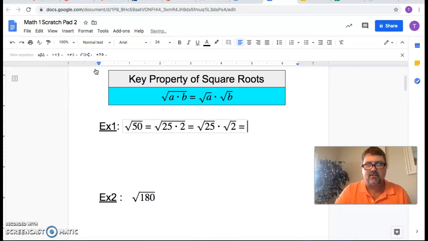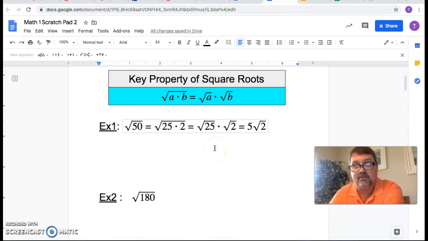Okay, so what happens here is we know the square root of 25 is 5 because 5 squared is 25. 25 is a perfect square. So we're going to say this can be written as 5 times the square root of 2, and you're going to find that they all omit that multiplication symbol, and they'll just write 5 times the square root of 2, and you'll hear me say 5 root 2. When I say 5 root 2, I'm saying 5 times the square root of 2.